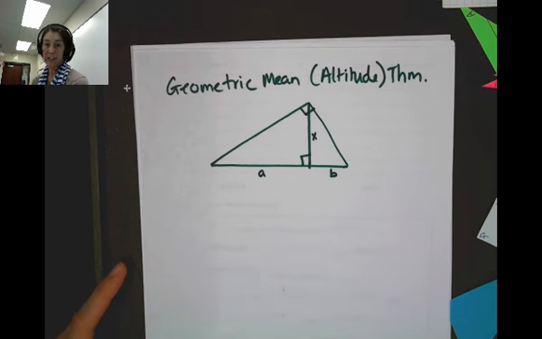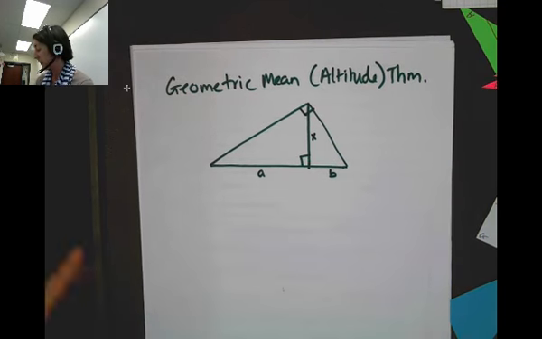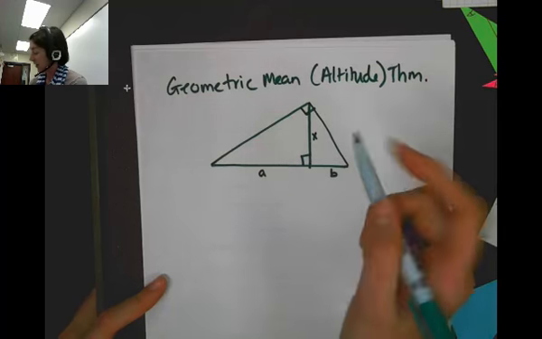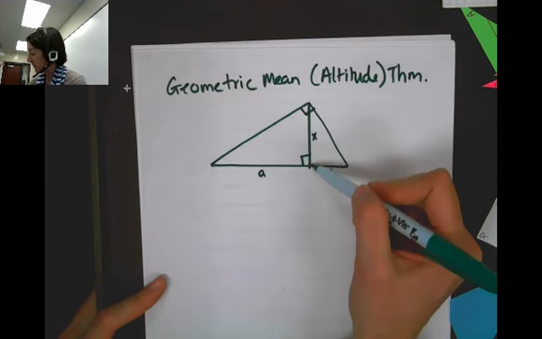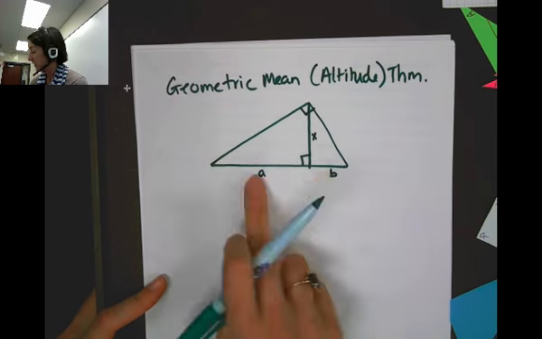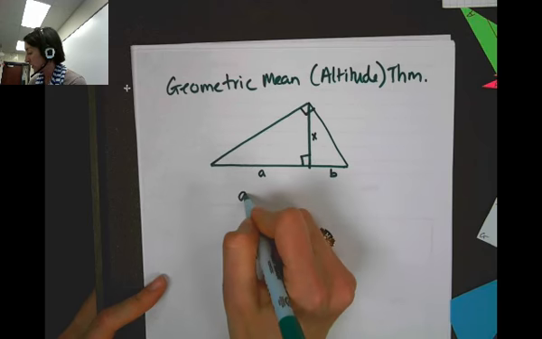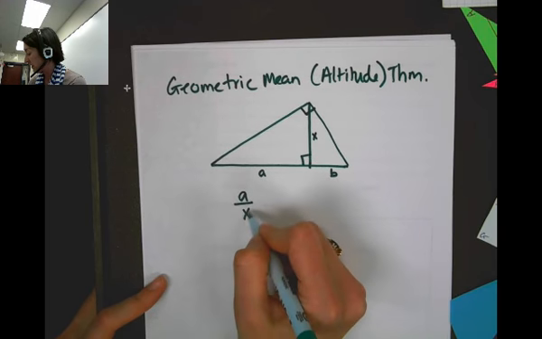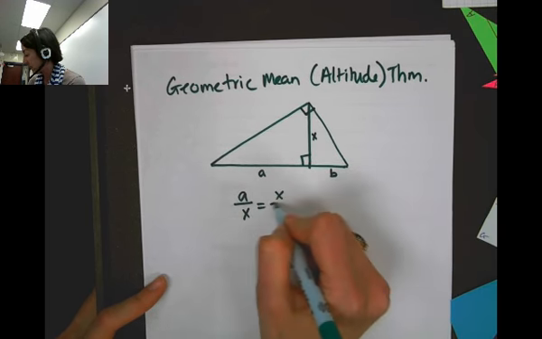And there's a special relationship that's formed because of the similar triangles, that this altitude is the geometric mean of these two distances. So we can set up a proportion. A is to x as x is to B.